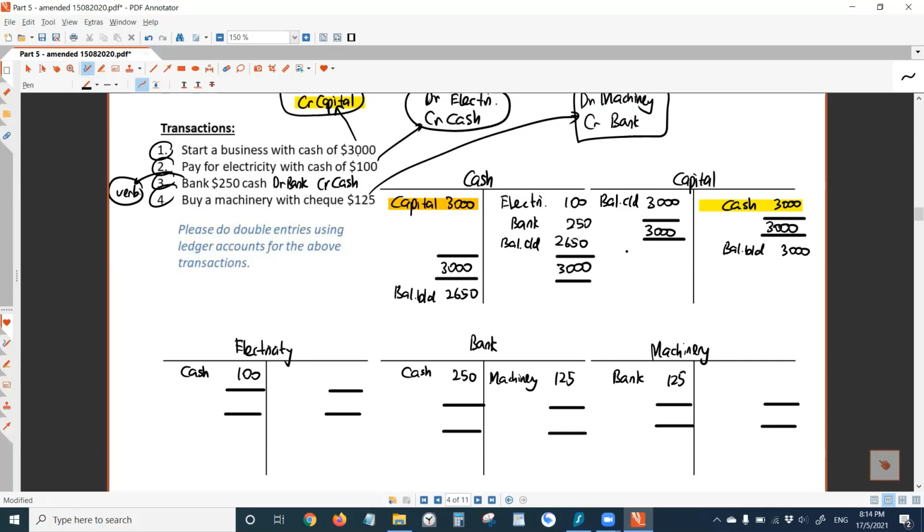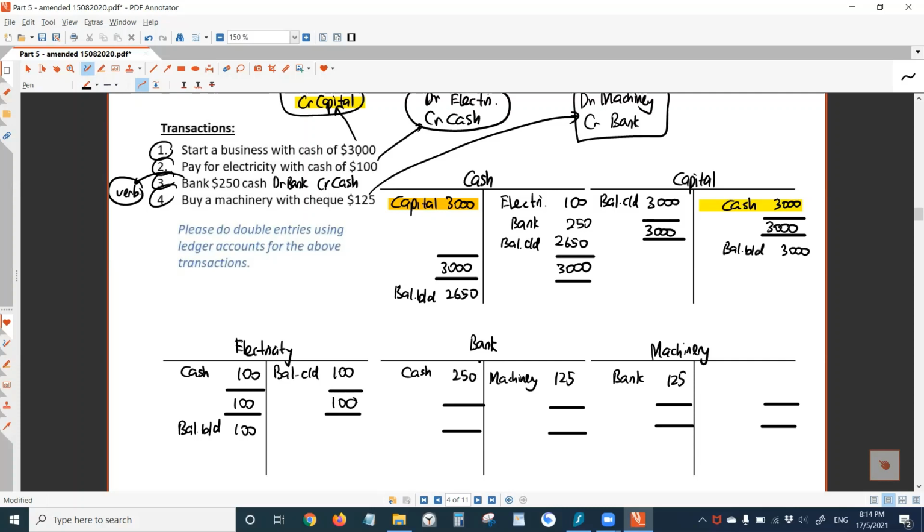Now the electricity account, do the same thing. Debit side is greater. Total it up, copy to the other side. Then do deduction. There's nothing to deduct. That means you get back your 100. Balance carry down, balance brought down. Notice that balance c/d and balance b/d are always diagonal to one another.